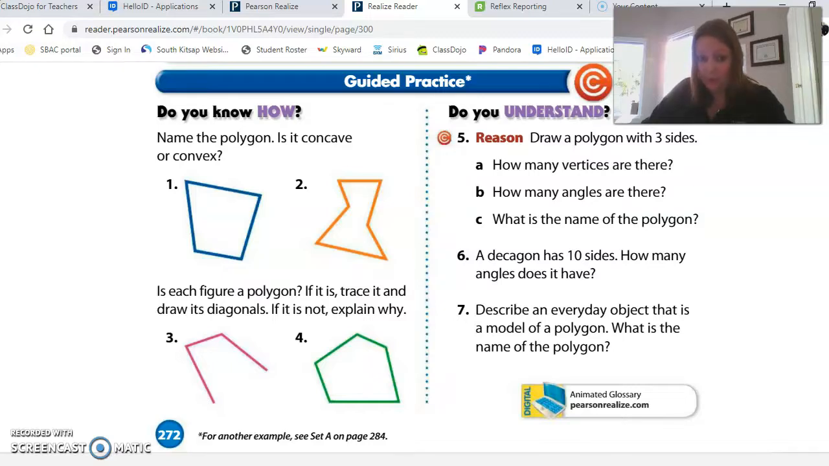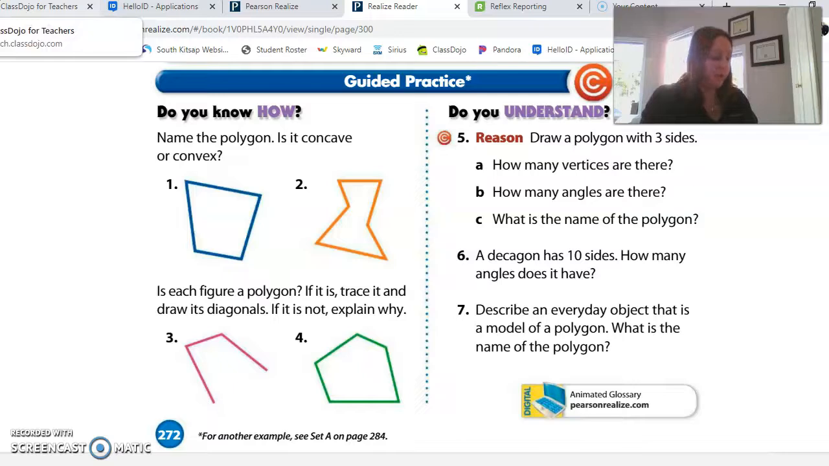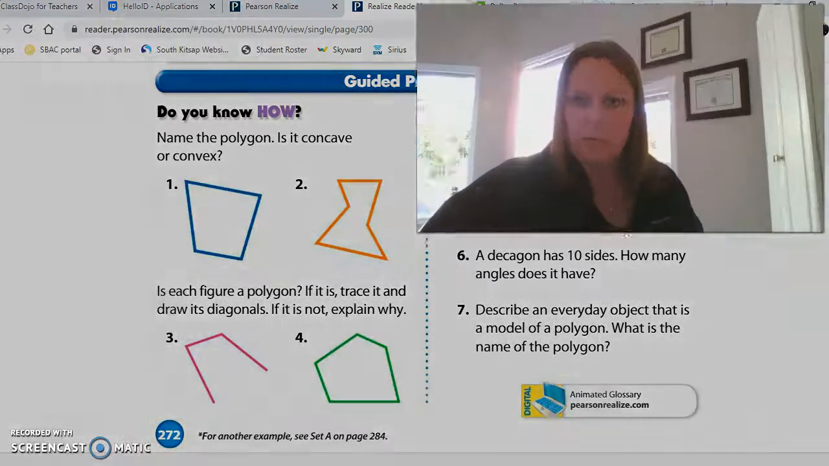Now, if for some reason you have a shape template at home, please feel free to use that. I, however, do not have a shape template, so I'm just going to try my best. Now remember, when you are trying to figure out a diagonal, it's a vertex that goes to another one. So I'm going to make this bigger. Okay, so now you can see.